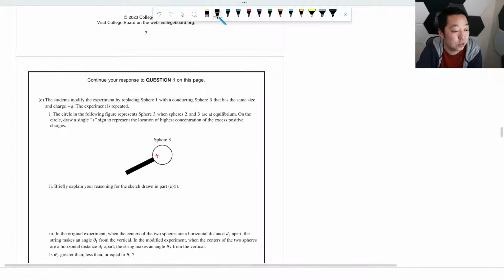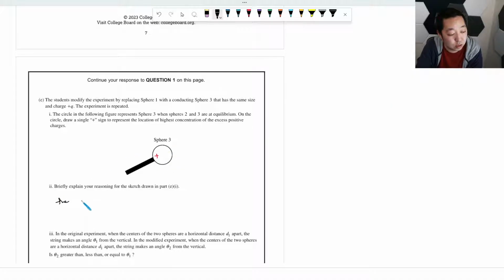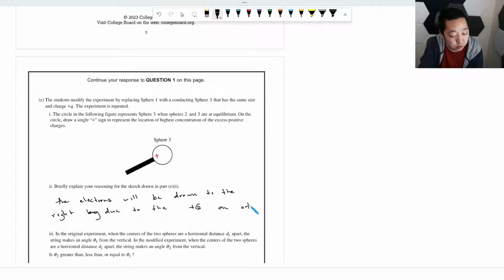Briefly explain your reason for the sketch. They just want a single sentence. Yeah, because the electrons will be drawn to the right due to the positive Q on the other sphere, leaving more positive charges on the left.